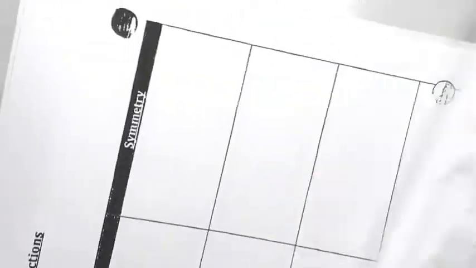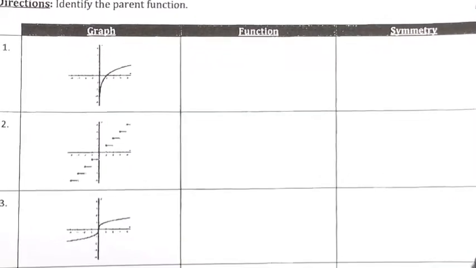So what we're going to do now is look at some different graphs. A few of these we didn't look at today, so we'll just cross them out. But we're going to try and identify what the parent function is, and then what the symmetry is for that. So if we have all of our little graphs out with your notes, hopefully you have them printed off or you wrote them down, you can refer back to them.